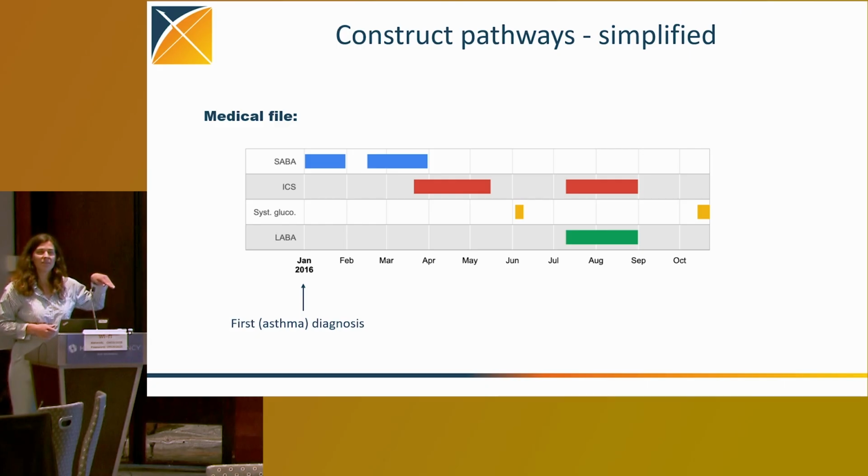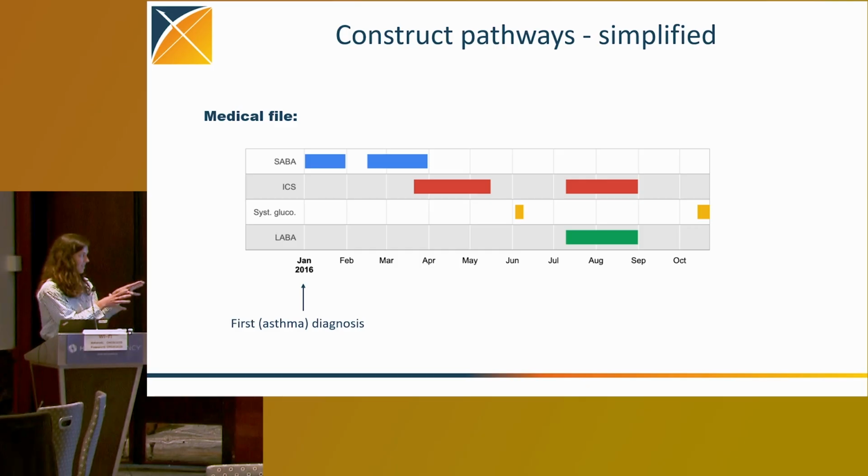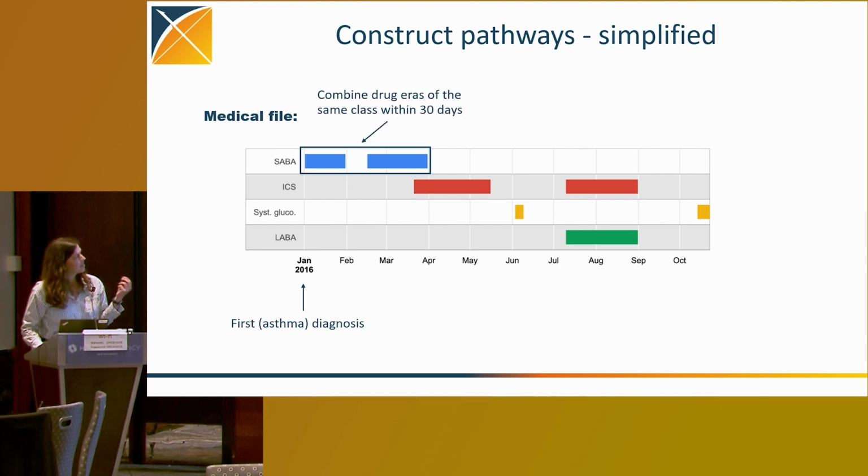Here the rows are the different event cohorts, and this is just a snapshot of a person's history with the first asthma diagnosis in January 2016. To then move from this medical file to a treatment pathway, there are certain choices that we need to make. In the context of asthma, I made the decision to combine drug eras of the same class within 30 days, given that here we would not expect that someone is stopping treatment and starting again, but instead is probably receiving continuous treatment where simply the medication was picked up at a different point in time.